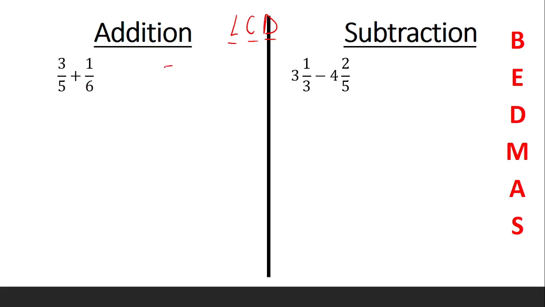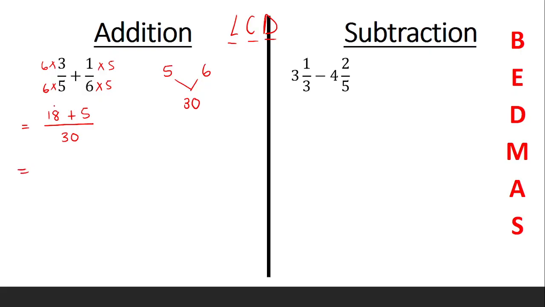So what we do is we look at the 5 and we look at the 6 and we say, what is the closest number in their timetables that is the same? Well, it's going to be 30. So that means we times the 5 by 6. What we do to the bottom, we do to the top. Times by 5, times by 5. So now we have this new fraction with a denominator of 30 with 18 plus 5.